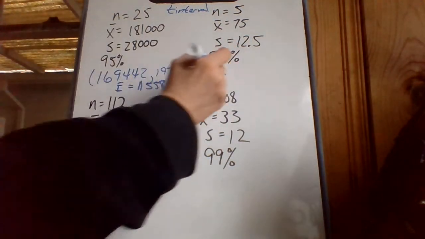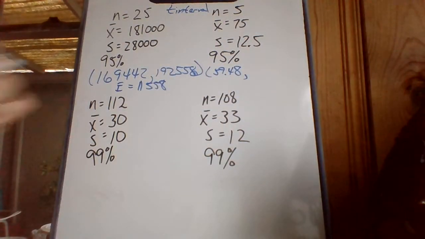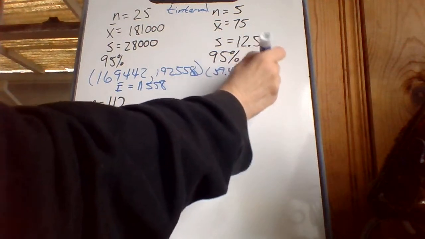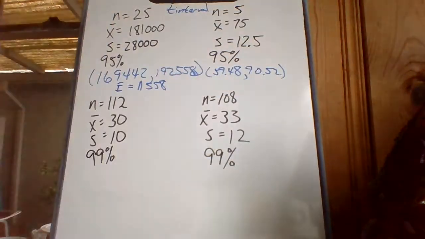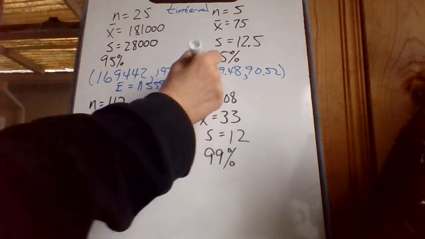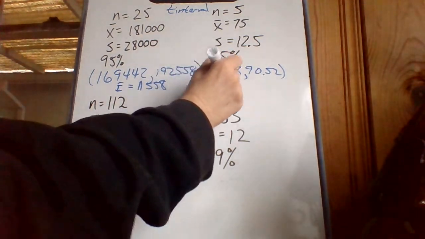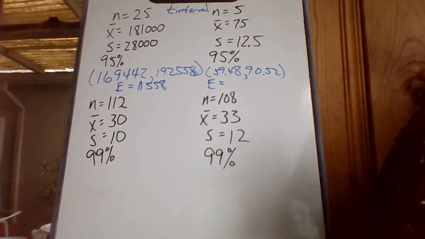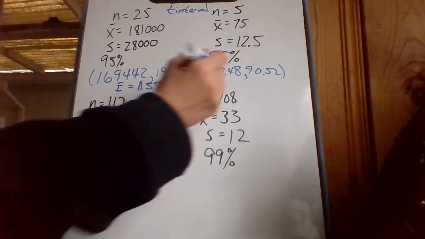I'll save 2 places because this is money and it might as well just be 2 places. And 90.52. And I need the error. So I got to go with big minus little divided by 2. 90.52 minus 59.48 is 31.04, and divide by 2, 15.52.